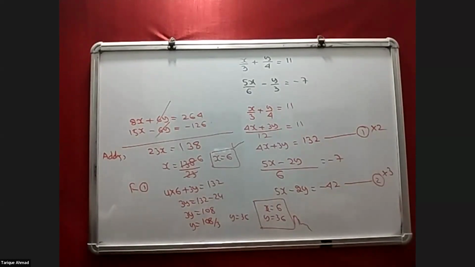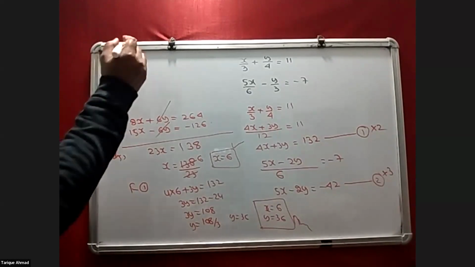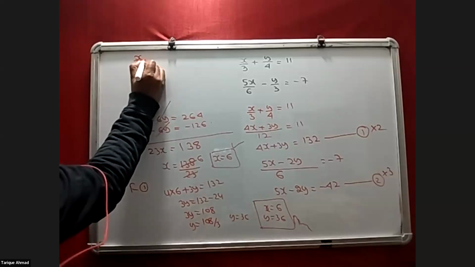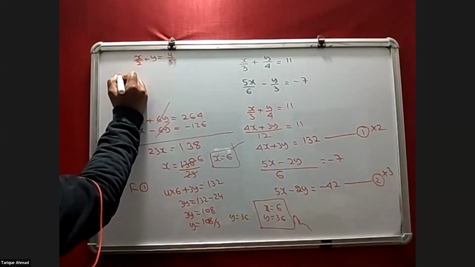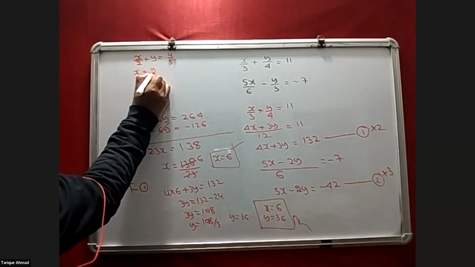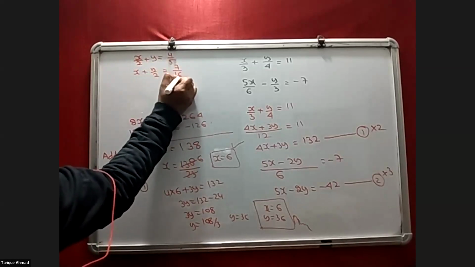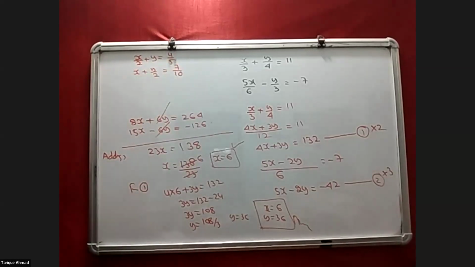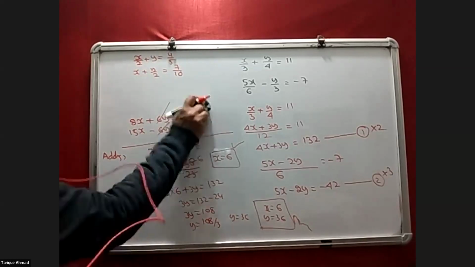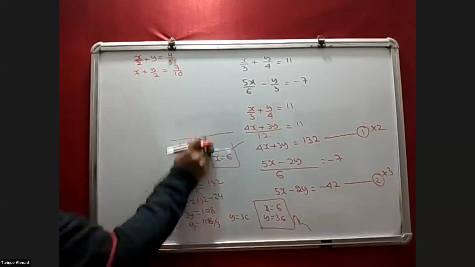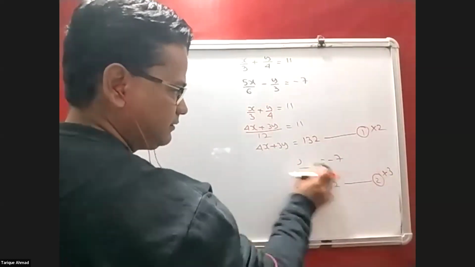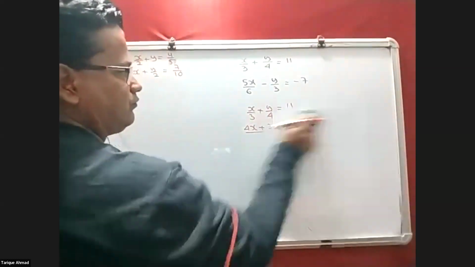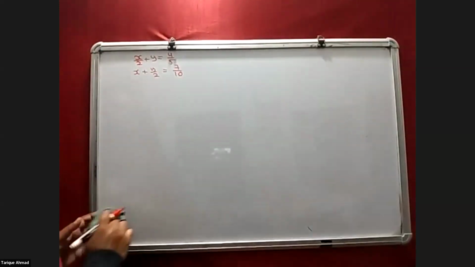Let me take a simple question. X by 2 plus y equals to 4 by 5. And x plus y by 2 equals to 7 by 10. Reduce the first equation in the proper form. Right now it is in the fractional form. So tell me the first equation.